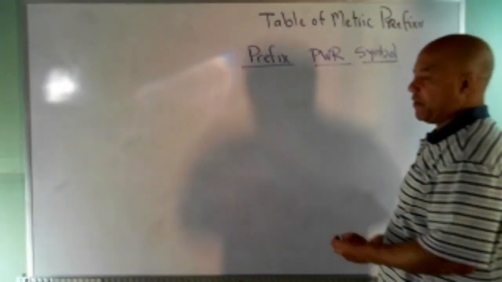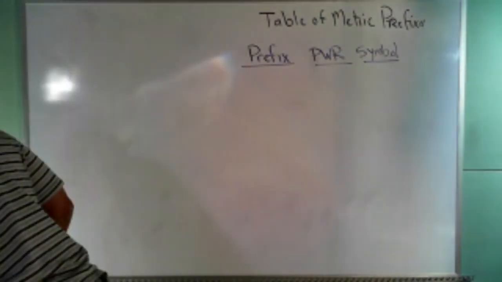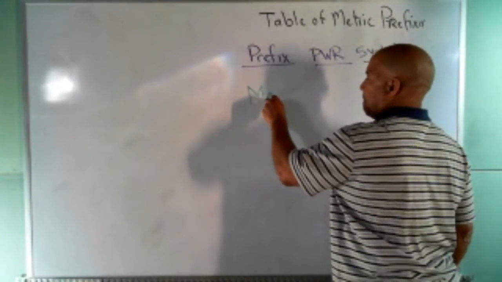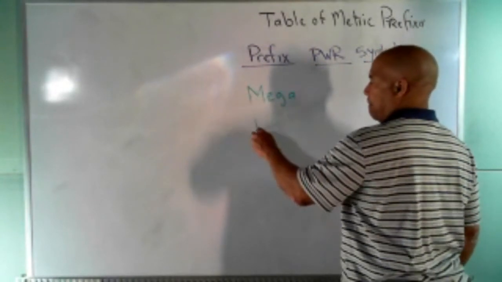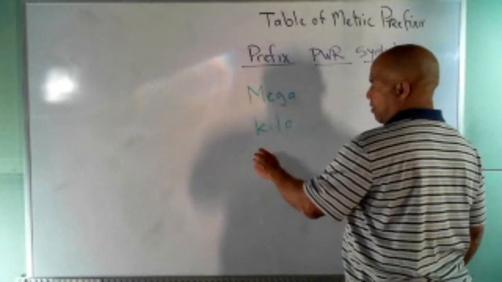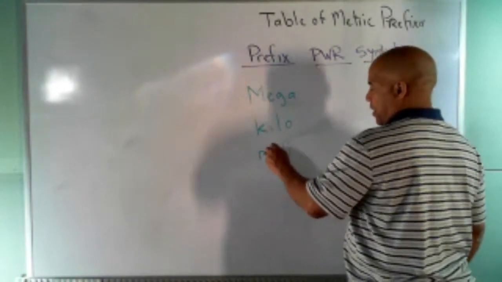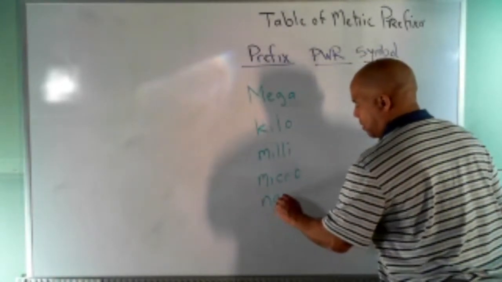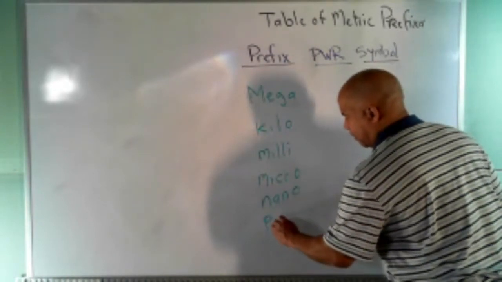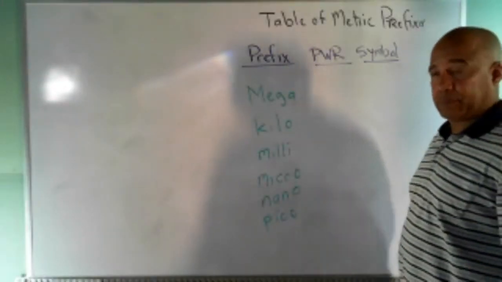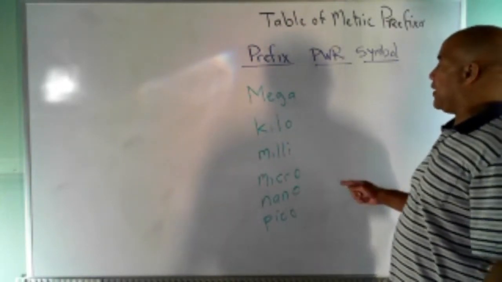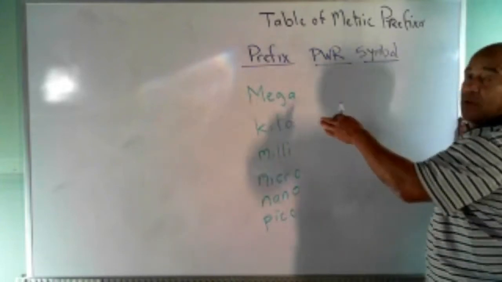So the first prefix is mega. You got mega, you got kilo, you got milli, you got micro, you got nano, and then pico. So mega, kilo, milli, micro, nano, pico. You gotta know these. Along with these, you gotta know the power of 10 associated with each one of these.